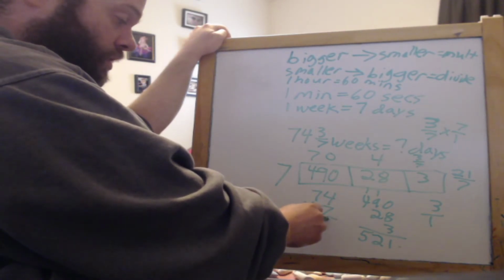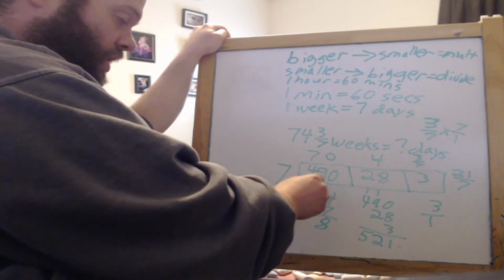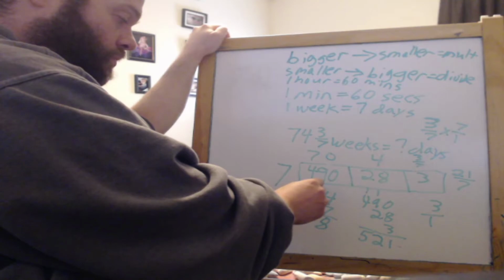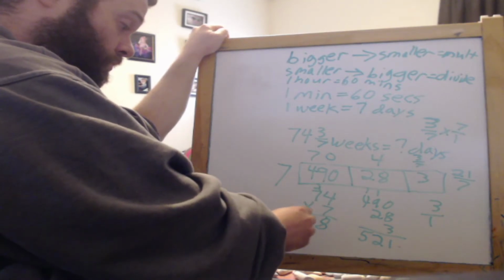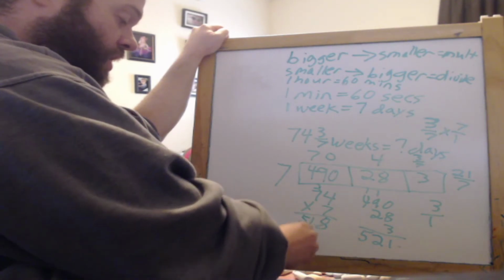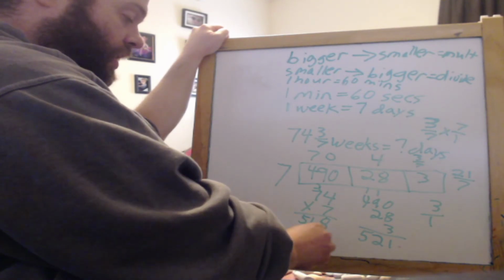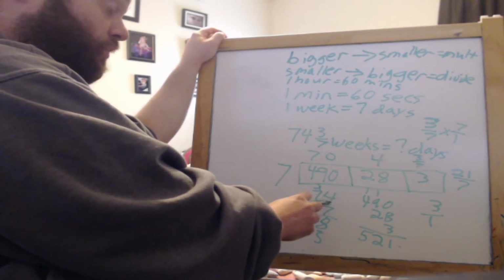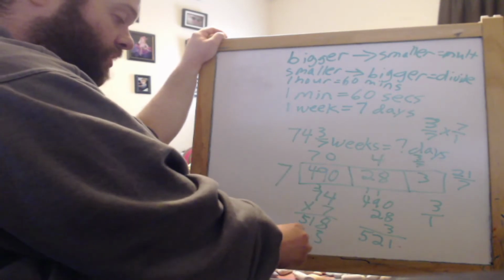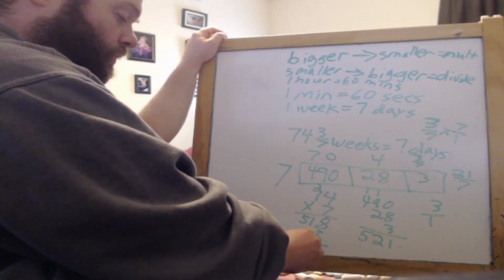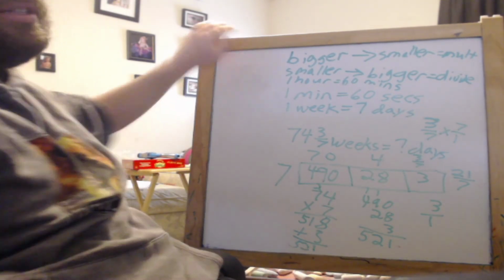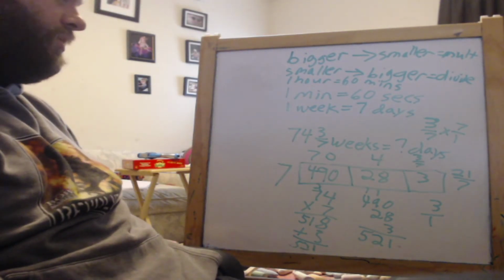7 times 4 is 28. 7 times 7 is 49 plus 2 equals 51. And then we have to add the 3 because this is 7 times 74. And we need to add the 3 of 7 times 3 over 7. So that also equals 521. So the answer would be 521 days is 74 and 3/7 weeks.